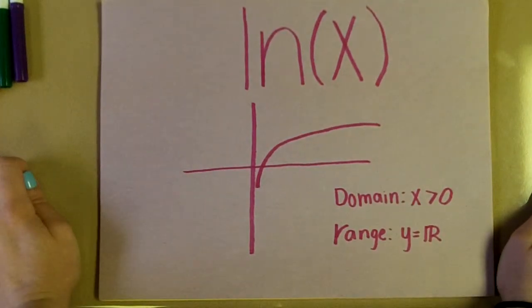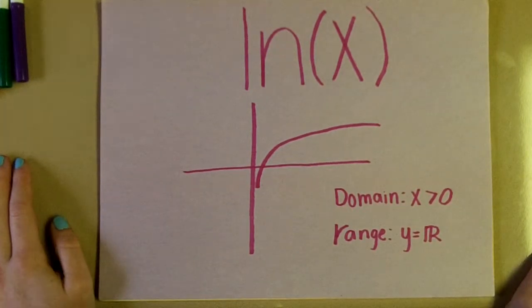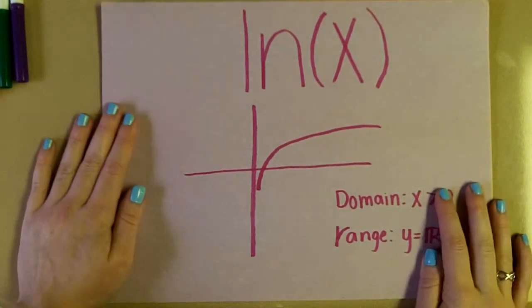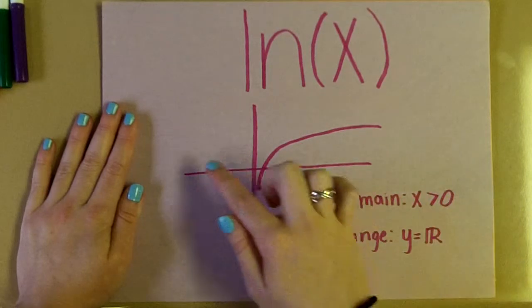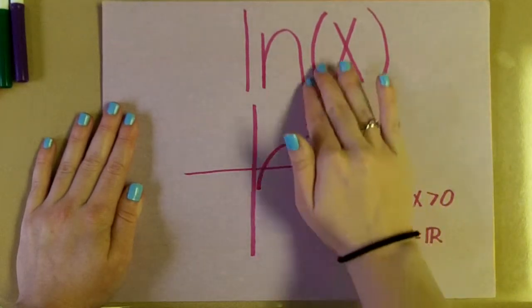I have the ln of x function. The ln(x) function has the following characteristics. ln(x)'s domain is x greater than 0. This means that x can't be 0 or negatives. So if this is the x axis, you see it's just going up.